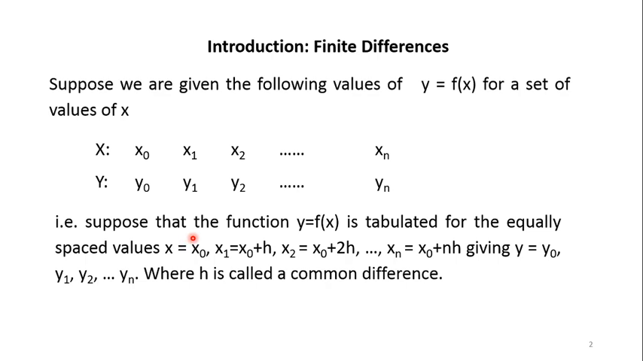That is, suppose that the function y equal to f(x) is tabulated for the equally spaced values x equal to x0, x1 as x0 plus h, x2 as x0 plus 2h and so on up to xn equal to x0 plus nh, giving the corresponding values y equal to y0 for x0, and for x equal to x1 the corresponding value of y is y1, y2 and so on up to yn, where h is called the common difference.